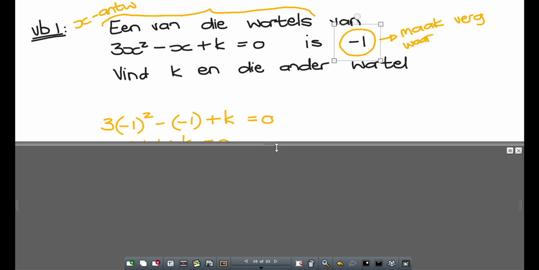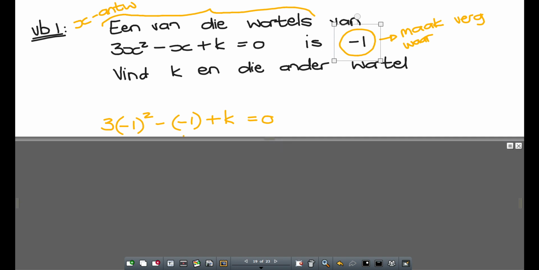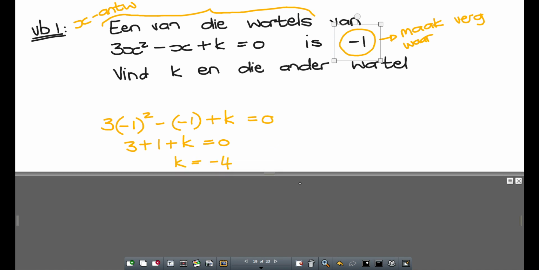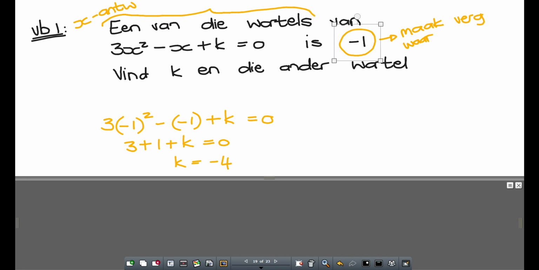Okay, so dan stel ek hom daarin. So in plaas van 3x kwadraat, kan ek sê 3 maal -1 kwadraat, en dan minus 1 plus K. Want kyk gou wat gebeur. What happens if I substitute in that -1? If I substitute in those values of -1, the only unknown left is K. Nou kan ek vir K gaan kry. Okay, so dan kry ek 3 plus 1 plus K is gelyk aan 0. So K is -4.